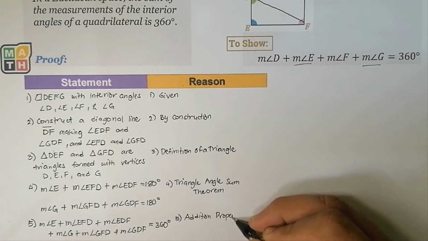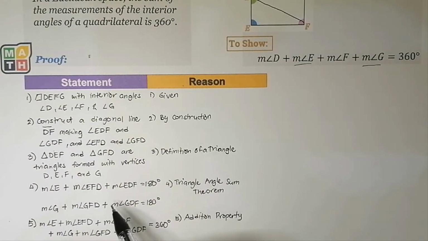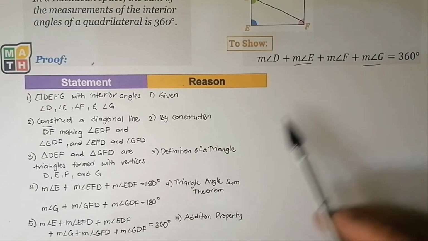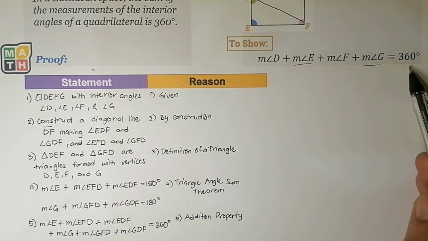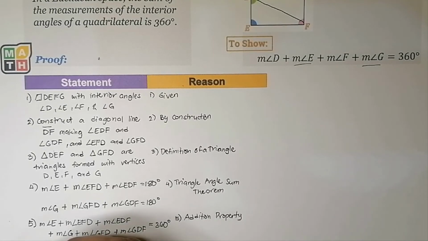Since we are adding equalities, this is equal to that, added to another equality, that would mean adding equations will result also to adding this side as well to 360 degrees. Again, we already have angle E, check. Measurement of angle G, check. And the left hand side now becomes 360 degrees. What's next? Notice this angle here.